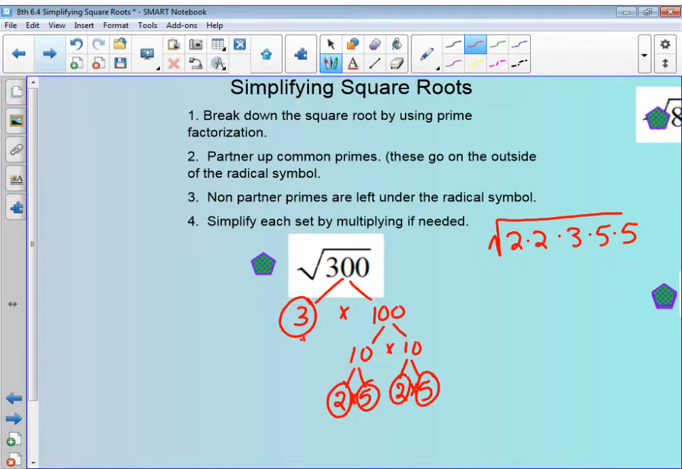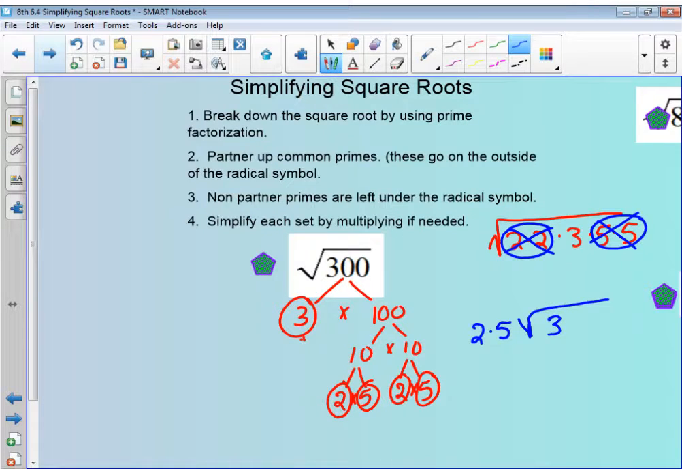Okay, so now I'm going to look underneath there and see if there are any partners. Okay, here's a set of 2s and here's a set of 5s. So on the outside of my radical symbol, I get to write each one of those sets. I just get to write the number once for each set. So a 2 times a 5. And whatever's left over that I didn't partner up, so those are gone and those are gone, I'm going to leave under that radical symbol, which is a 3.